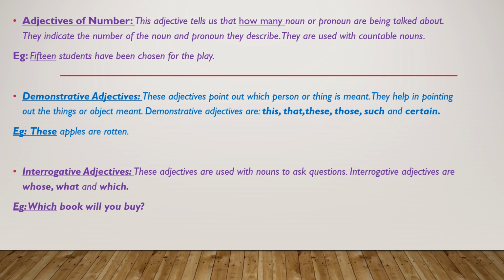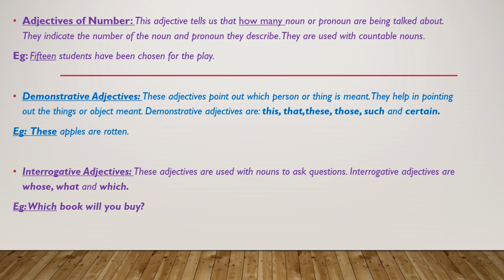Demonstrative adjectives. These adjectives point out which person or thing is meant. They help in pointing out the things or objects meant. Basically, the demonstrative adjectives are this, that, these, those, such, and certain. For example, these apples are rotten.